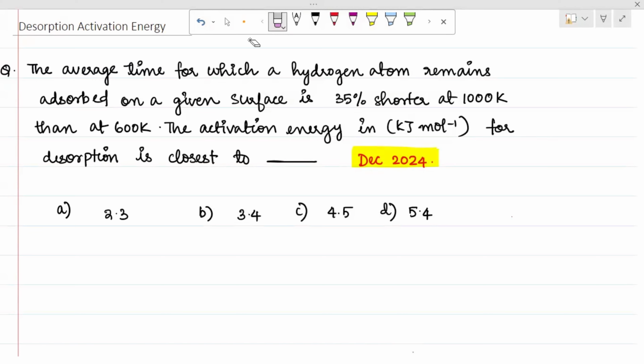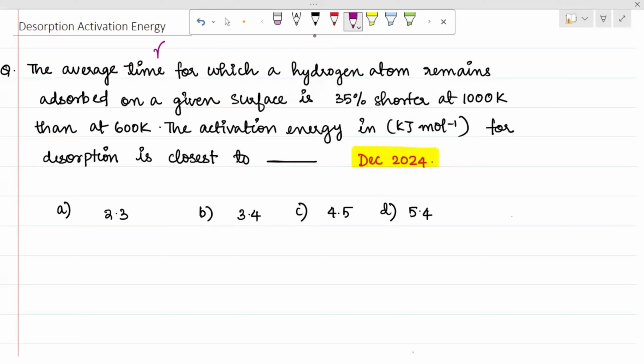The average time for which a hydrogen atom remains adsorbed, gamma, on a surface is 35% shorter at 1000 Kelvin than at 600 Kelvin. The activation energy in kilojoules per mole for the desorption is closest to. Based on what we have already learned, let's try to solve it.